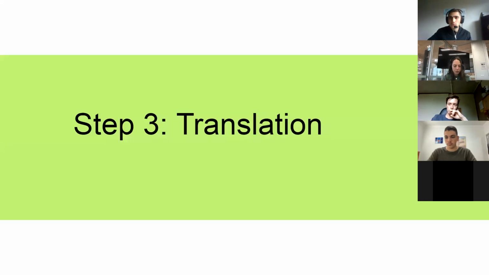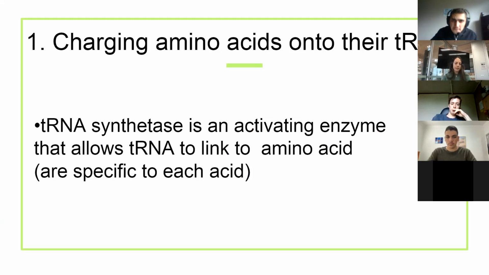So now up to the final one, which is translation, which happens at the ribosome. So there's 4 main steps to translation, and they happen at different sites of the ribosome. So we're going to look at the ribosome just in a bit. But the first step is called the charging of the amino acids.